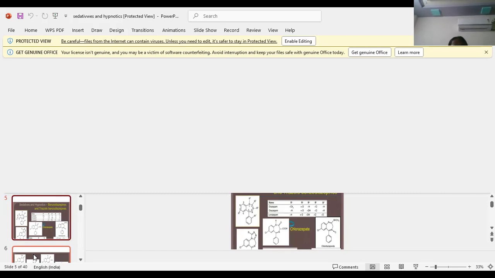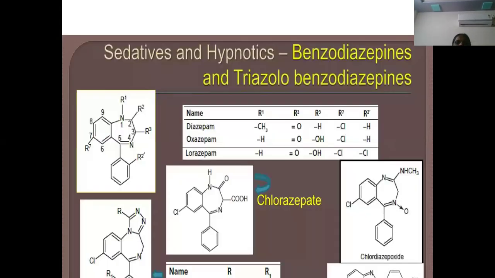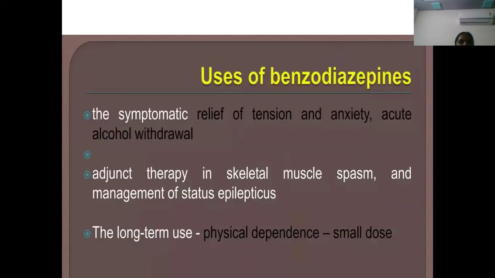So we have a number of examples. In sedatives and hypnotics, the benzodiazepines; examples are diazepam, oxazepam, lorazepam. These are the structures of diazepam, oxazepam, lorazepam. This is the general structure for benzodiazepine. Next, these are the structures of benzodiazepines.